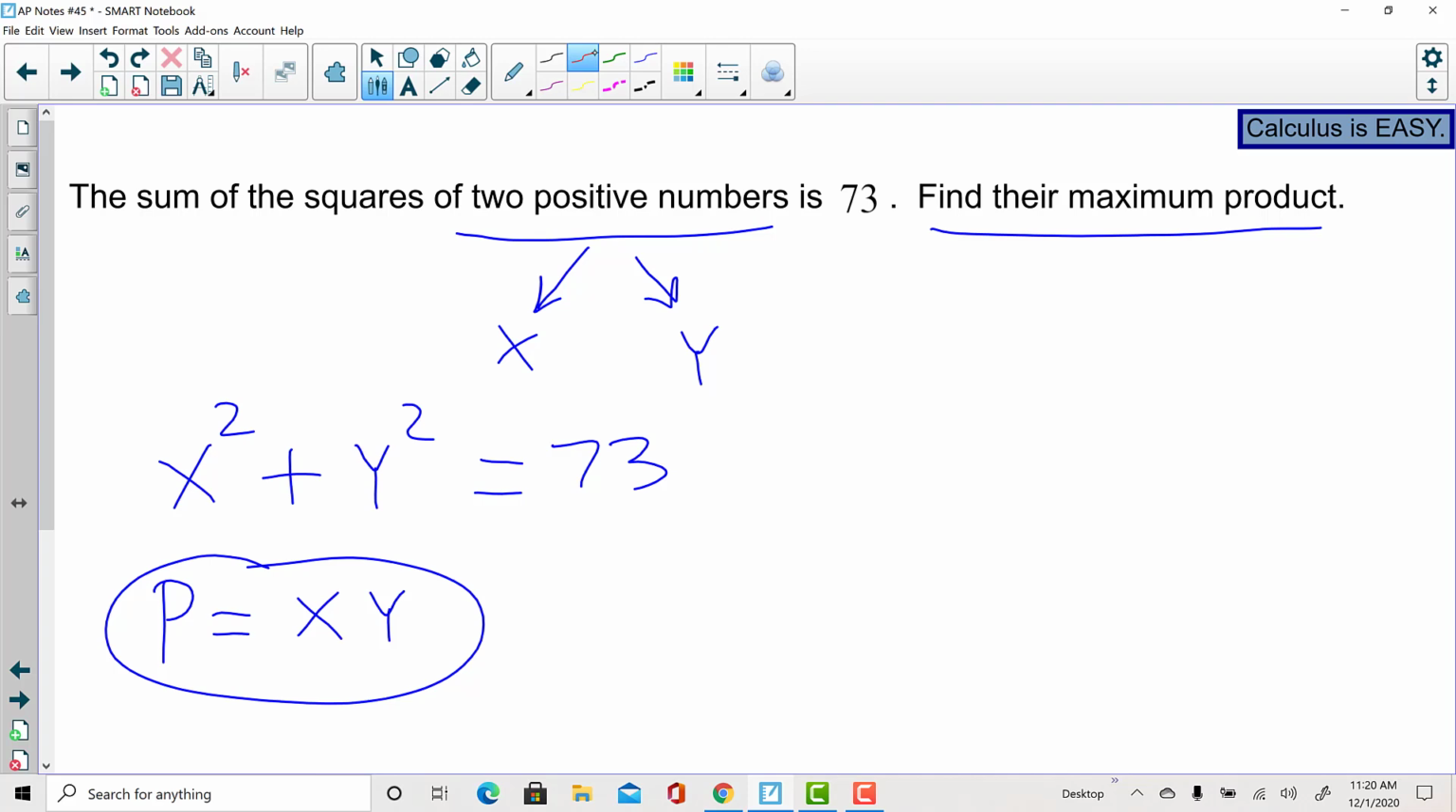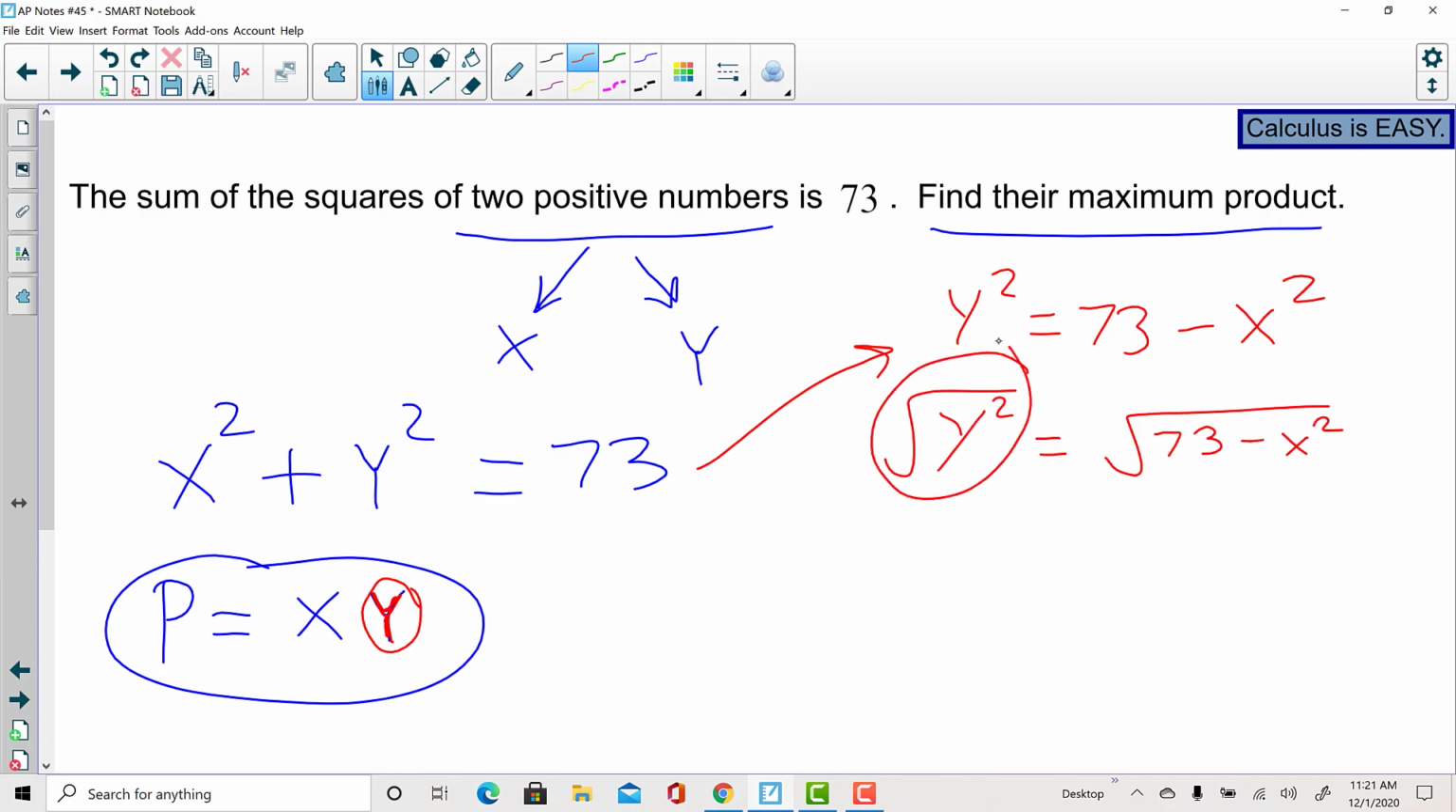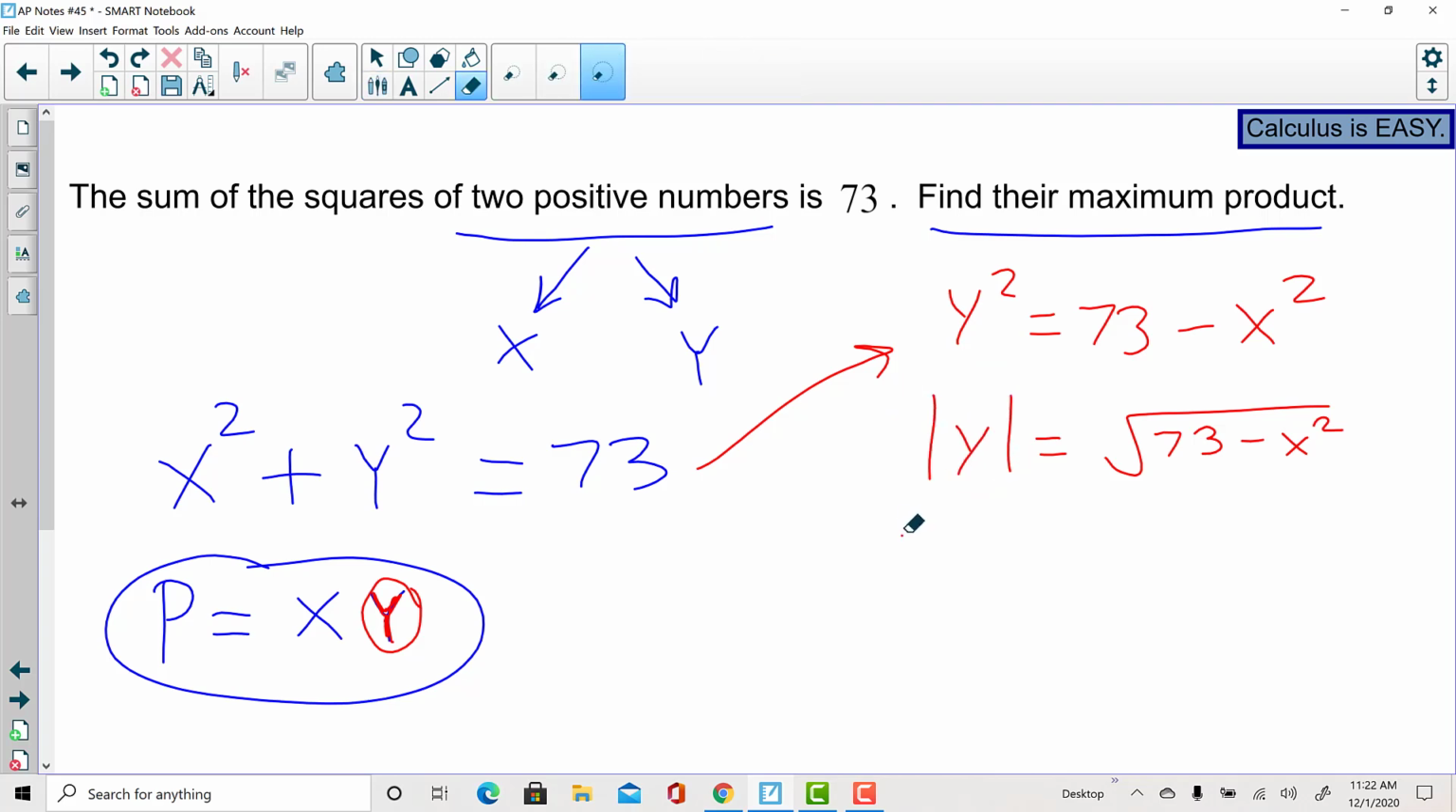Again, we have that same problem where we have an x and a y. That's too many letters. So we're going to solve this equation for y, and we're going to plug it in right here. We start by subtracting x squared from both sides, then we square root both sides. This is going to give you absolute value of y, and that's the same thing as plus or minus y. And we can move the plus or minus over to the other side.